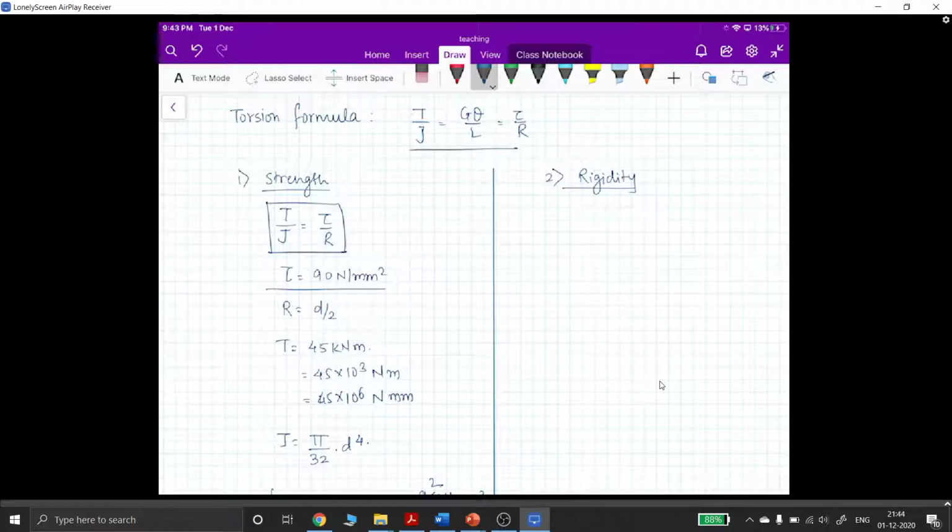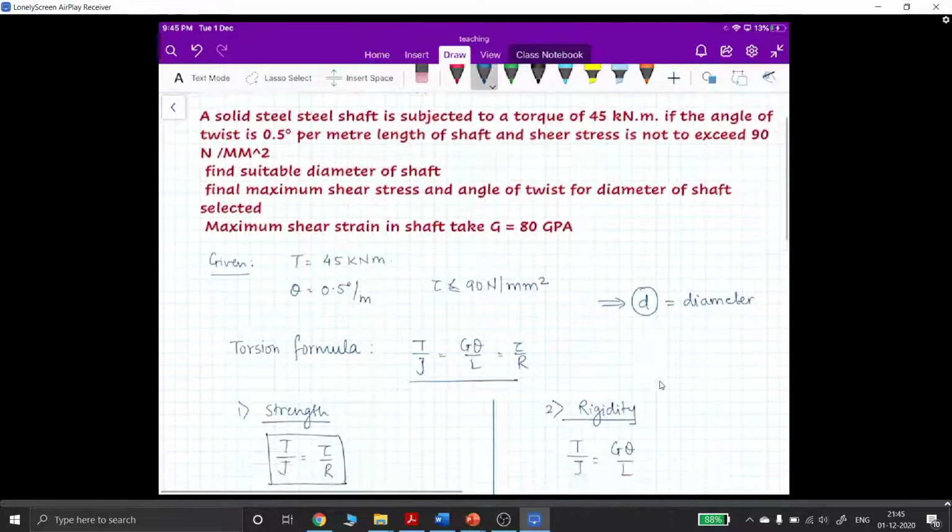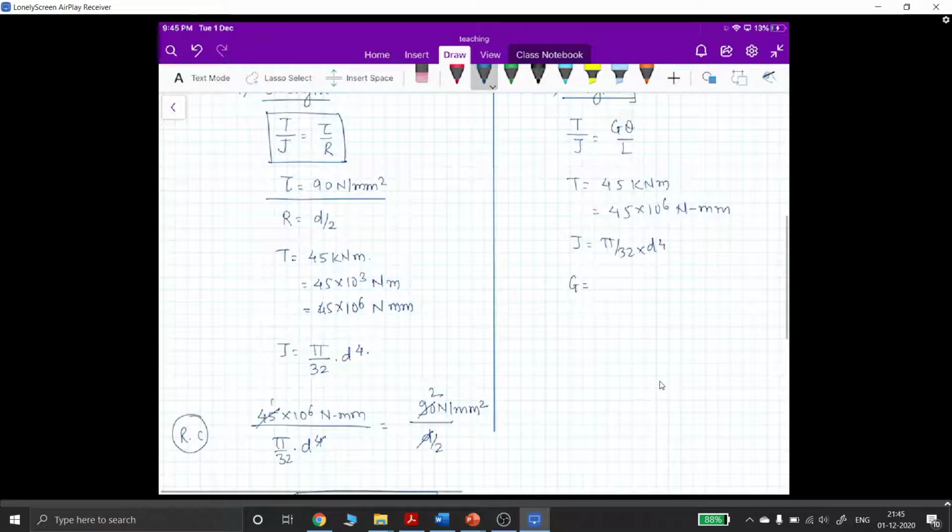Now, as per the rigidity criteria, the formula which we will use is T by J equal to G theta by L. In this formula, T is given to us. T is again 45 kilonewton meter, and it will be substituted as 45 into 10 to the power 6 Newton millimeter. J again will be pi by 32 into d to the power 4. G in this problem is given as 80 GPa, so we will convert this 80 GPa into Newton per mm square. So it will be 80 into 10 cube Newton per mm square. What is G? G is the shear modulus.